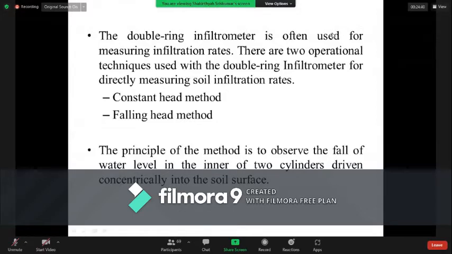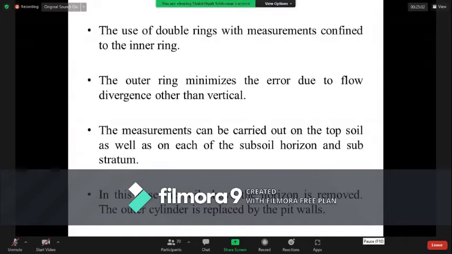Rings with measurements confined to the inner ring. The outer ring minimizes the error due to flow divergence other than vertical. So this is your land surface. Once precipitation or other forms of water reaches the soil surface, then it will move downward. So this is called infiltration.